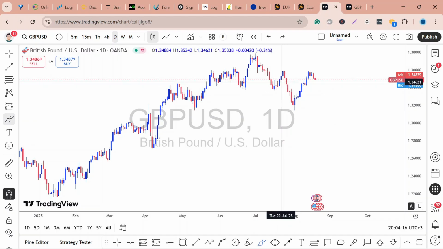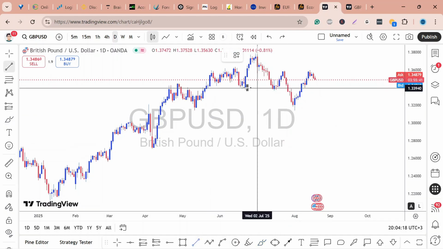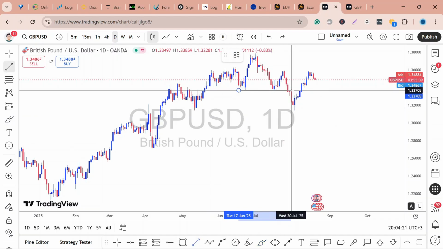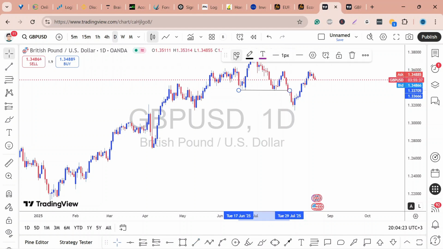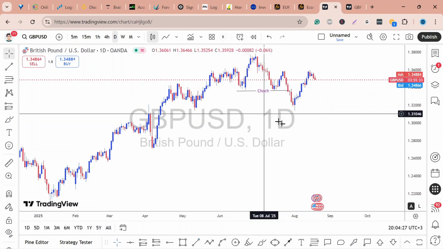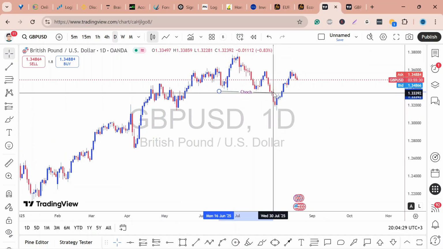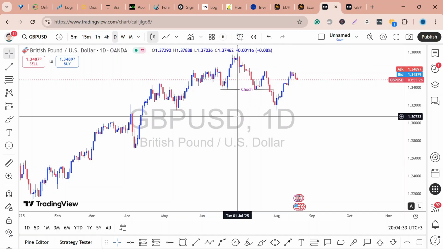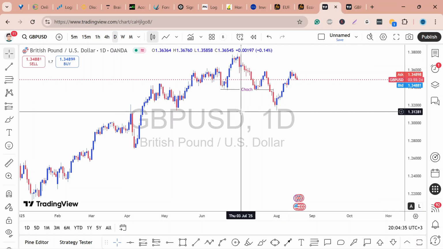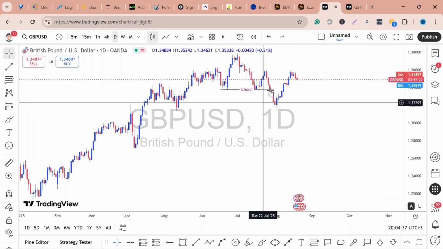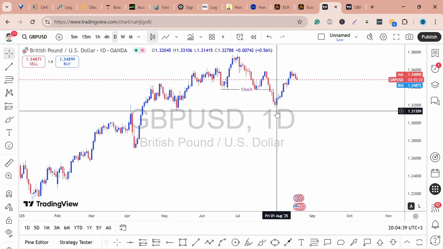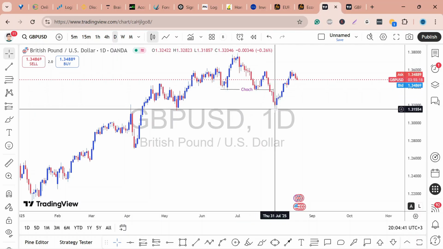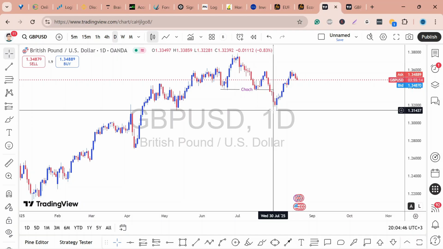Basically, this is what we are calling the change of character. Once this happened here on the daily time frame, that is our change of character. Once we have the change of character, one thing is definite: the market is changing trend. Once we have this invalidation of the uptrend, we are no longer looking for buys, we are looking for sells only.